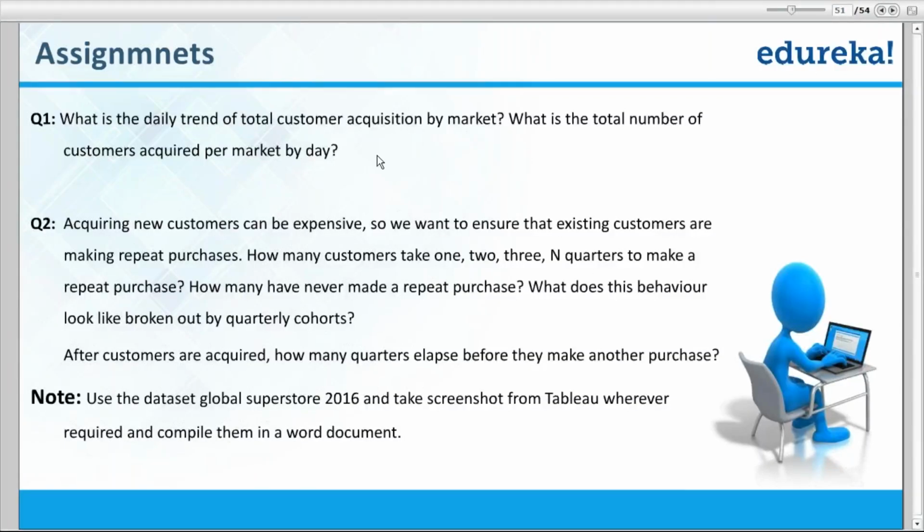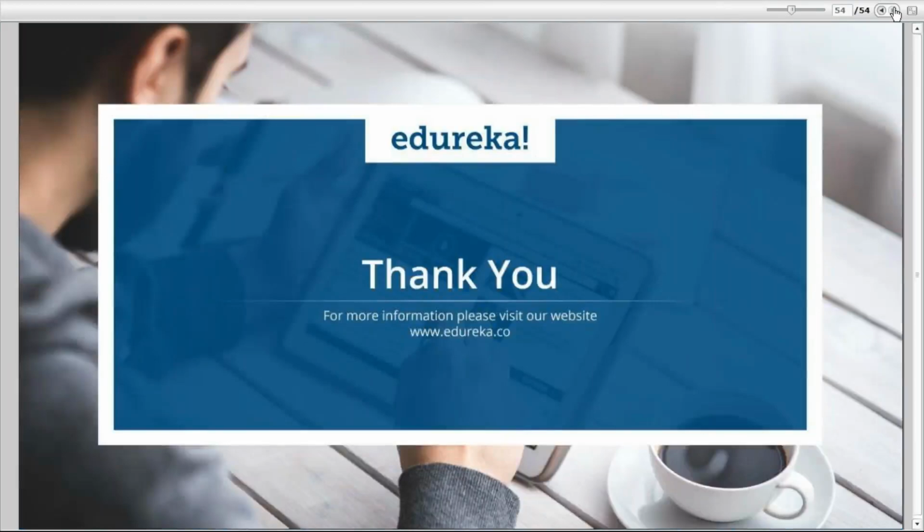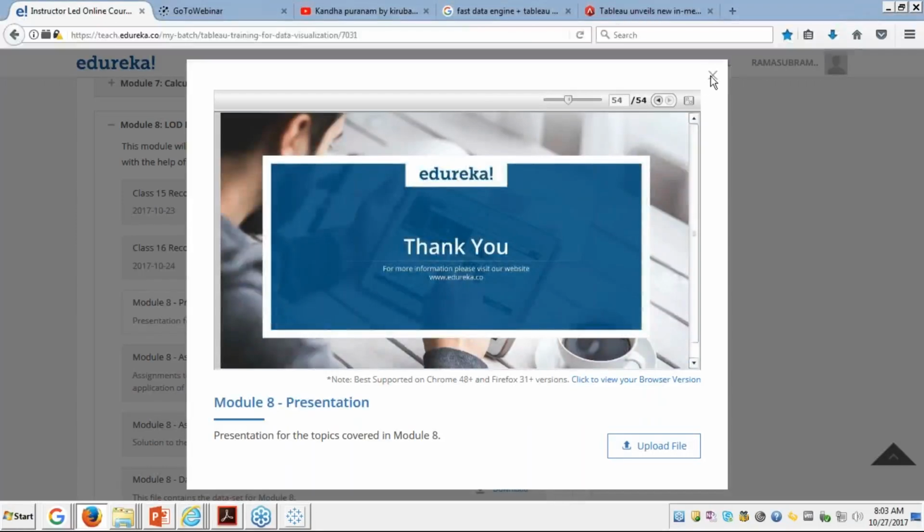And there are 2 assignment questions for you. What is the daily trend of total customer acquisition by market? What is the total number of customers acquired per market by day? That is your first question. The second one is about finding a cohort analysis, and you will be using Global Superstore for this. Please practice these assignment questions, and then you will be done with LOD. You should be thorough with LOD expressions and calculations.